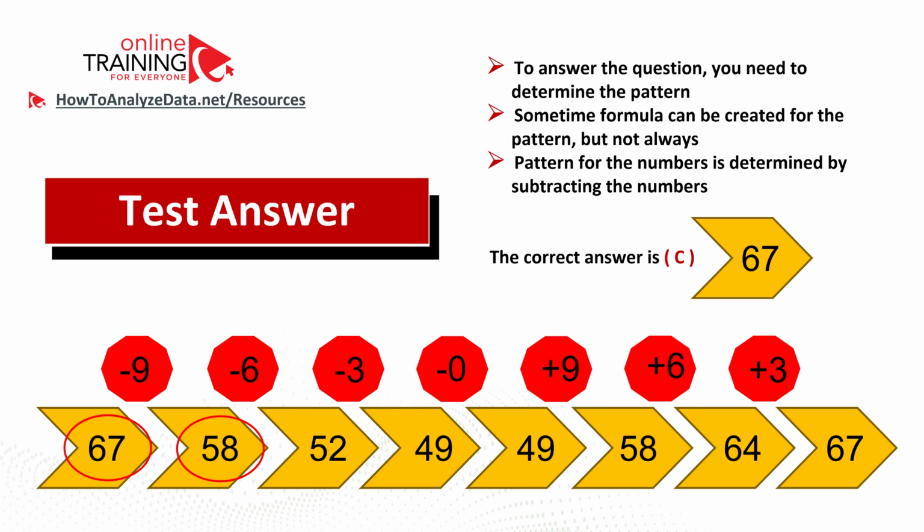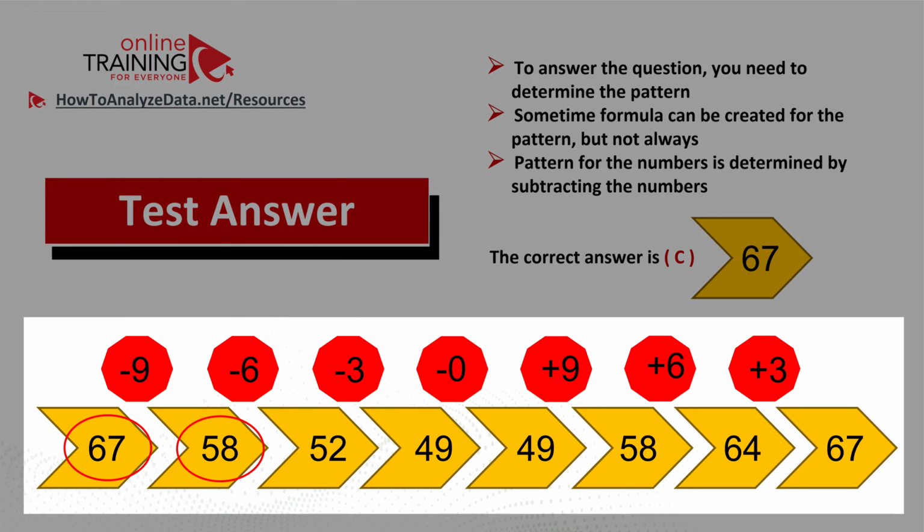But let me share with you my logic and how I came up with the sequence of numbers. If you look at the series of numbers, for example, between 67 and 58, you see that the difference is -9. If we put -9 on top in between 67 and 58, and then continue and put the differences in between the steps in the numbers, you will see that the differences will account for -9, -6, -3, 0, +9, +6, and the next number would be +3, because if we follow the pattern, that would be the next number. And that's how we came up with the answer of 67.